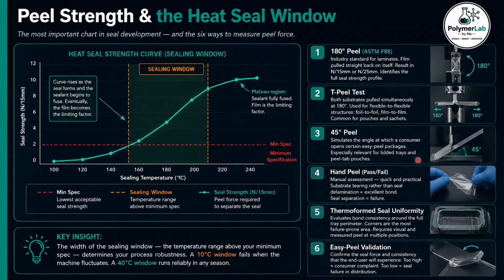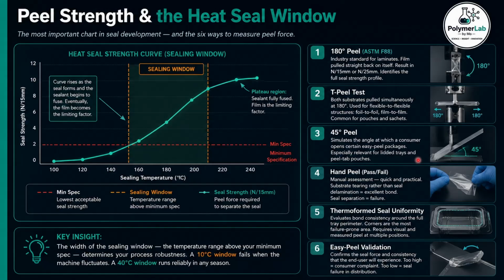The 45-degree peel. The 45-degree peel simulates the angle at which a consumer opens a lidding tray or peel tab pouch. It is especially relevant for easy peel applications where the peel force must be high enough to survive distribution but low enough to open by hand.